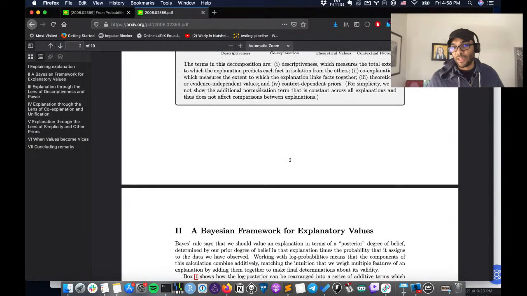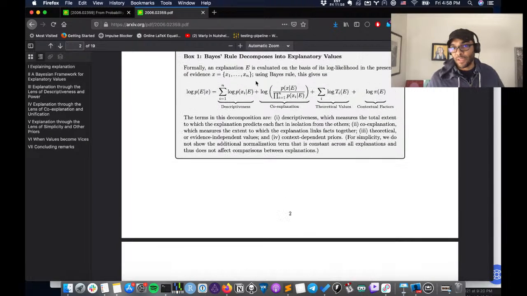Here we've got this interesting graphic where we take an explanation and evaluate it on the basis of its log likelihood in the presence of evidence. So here's the posterior of explanation given evidence, and we break it down into descriptiveness. So this is likelihood, and we're looking at the log likelihood here. And then what is this? All this stuff here must be prior stuff. So what is this thing?